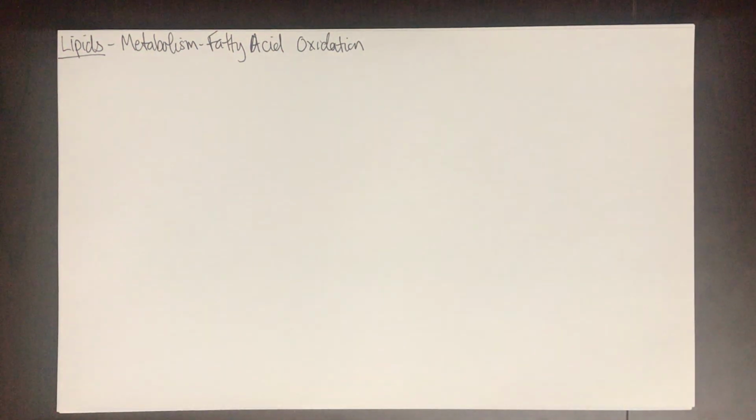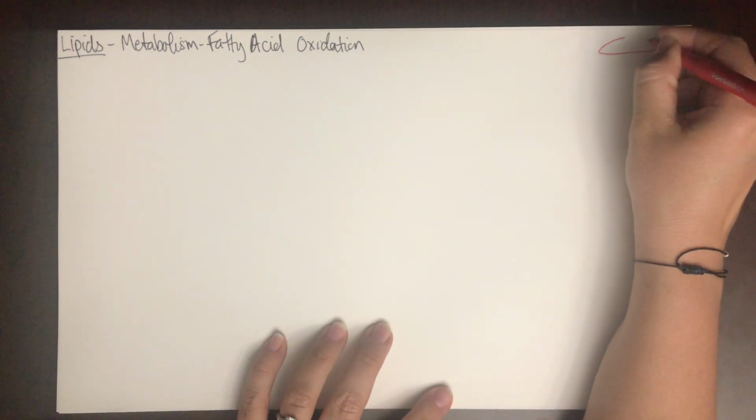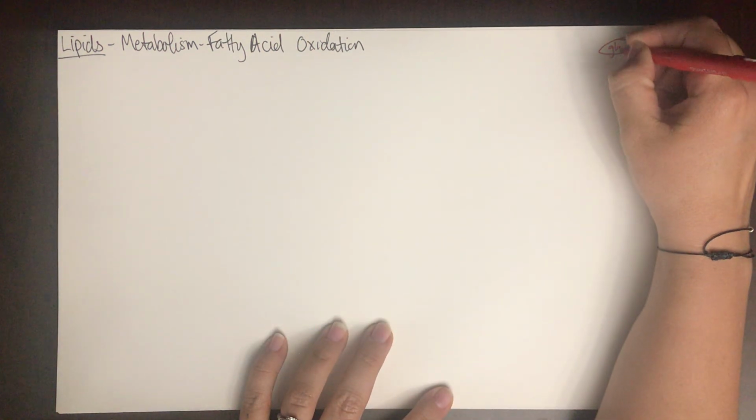Okay, so we're going to talk about how we get energy from lipids. About 1/3 of our energy comes from dietary triacylglycerols. Remember, the triacylglycerol is the molecule that we saw. It looks like this. Obviously, this is just a cartoon.